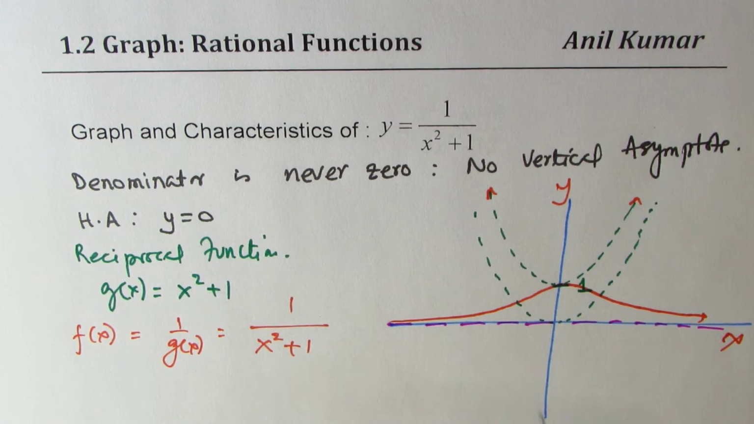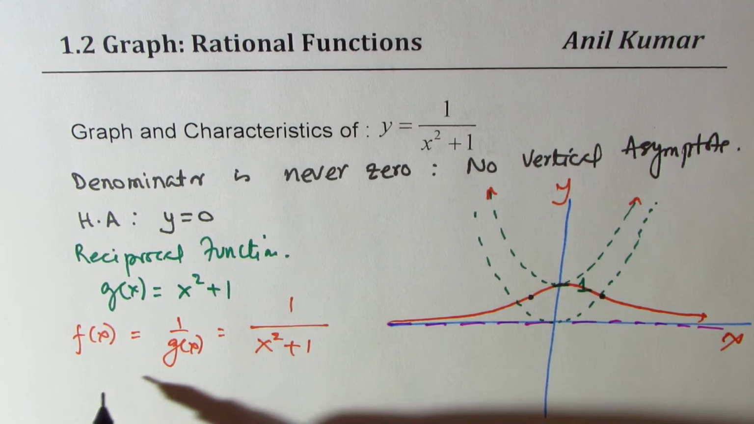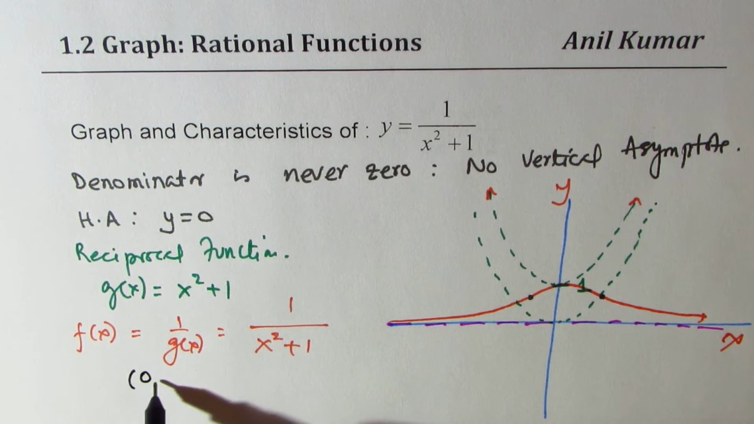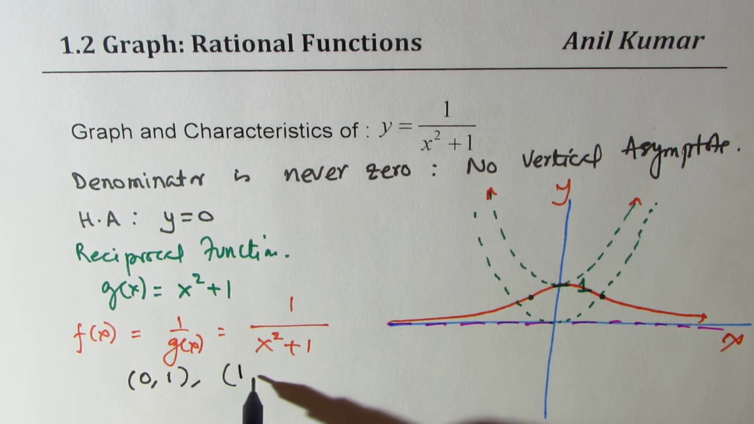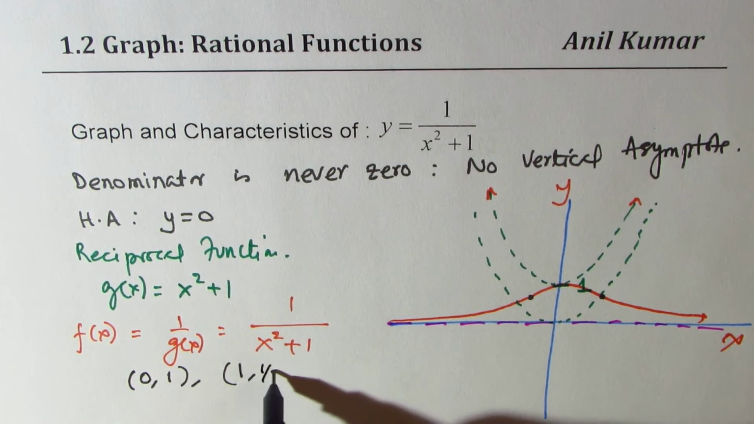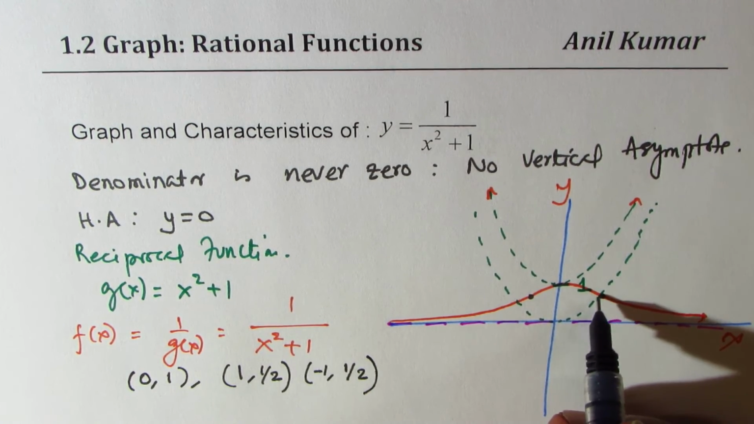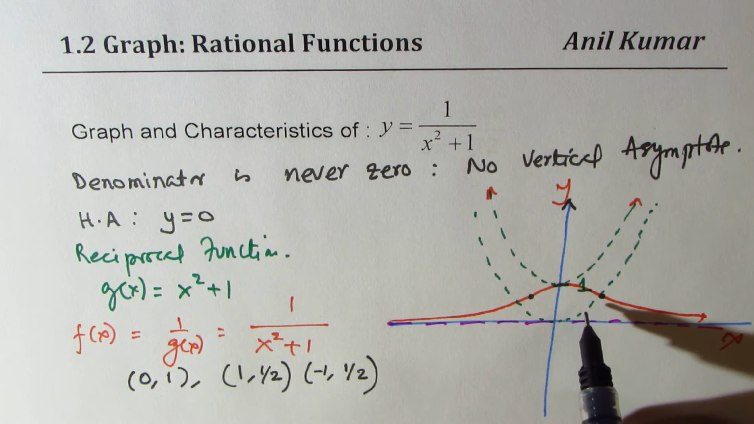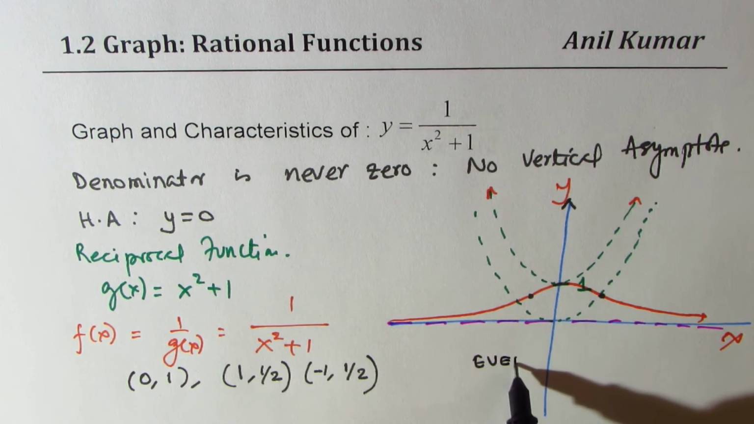To get some accuracy, you take some points, right? So you could calculate this value for, let's say, x as 0. If I put 0 here, I get 1, correct? If I take x as 1, I get a value which is half. If I take minus 1, I get again the same value, which is half, right? So you find that it is symmetric about the y-axis, correct? So that implies from the graph also we have a function which has even symmetry.